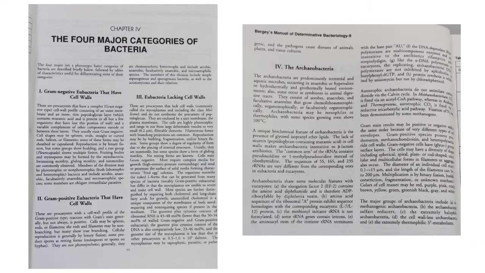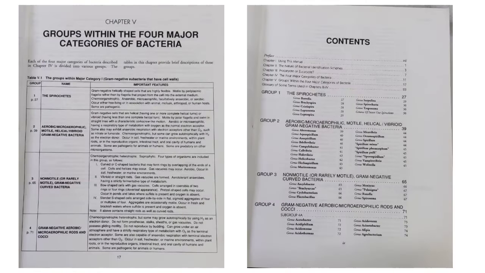Okay, then next are the four major categories of bacteria, which I have already discussed. That is, the first is gram negative eubacteria, which have a cell wall, gram positive eubacteria that have a cell wall, then eubacteria which lack cell walls, and fourth is archaeobacteria. Okay, so these four categories have around 35 groups. So we are going to study those.